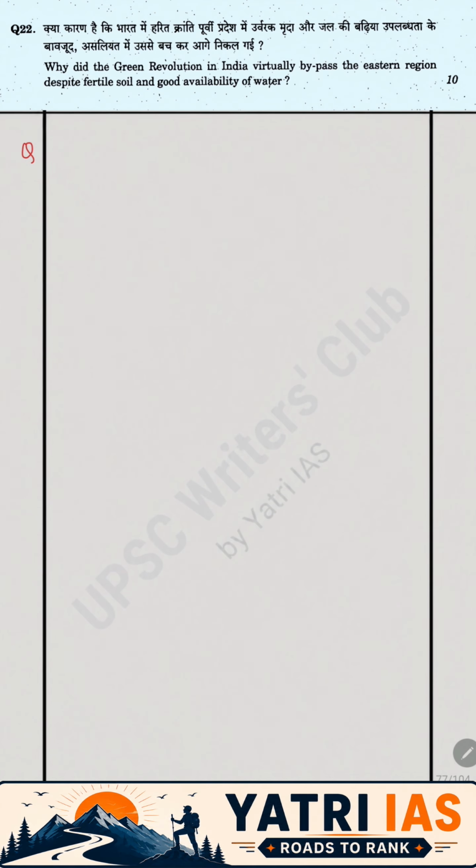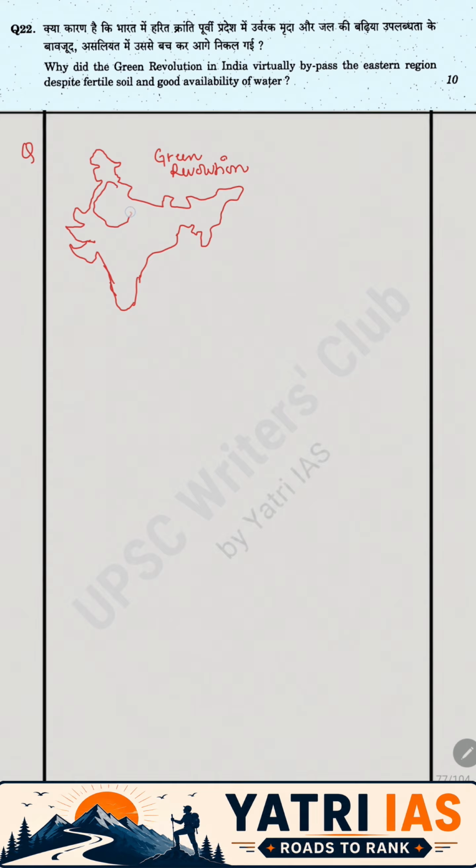As far as this question is concerned, we could make a map for more clarity. When MS Swaminathan proposed the Green Revolution for India, it was proposed to take place throughout India for food security. But this region specifically took the maximum benefit of the Green Revolution, while this region, the eastern part, was left behind. So that is the demand of the question which we need to cater to.